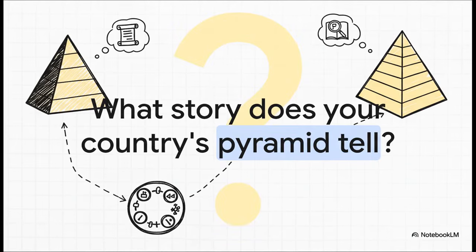So I'll leave you with this question. Now that you have the decoder ring, now that you know the secrets, go look up the population pyramid for your own country, or any country that fascinates you. Look at its shape. What story does it tell you?